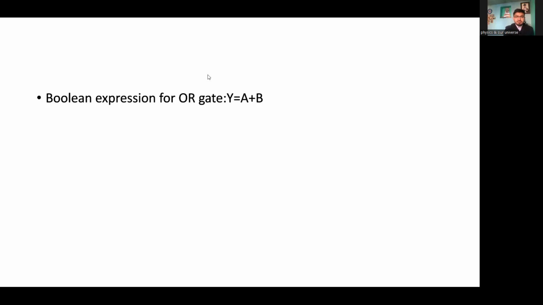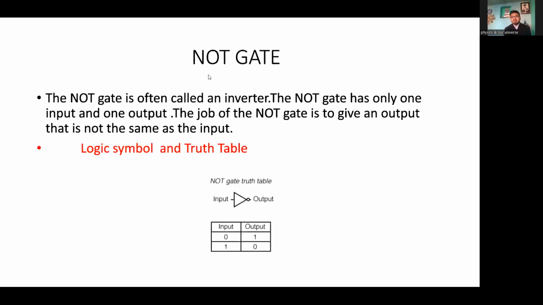Now I will discuss the next gate. The next gate is the NOT gate. The NOT gate is often called an inverter, because it just gives the opposite output. If the input is low, the output will be high. If the input is high, the output will be low. The NOT gate has only one input and only one output.